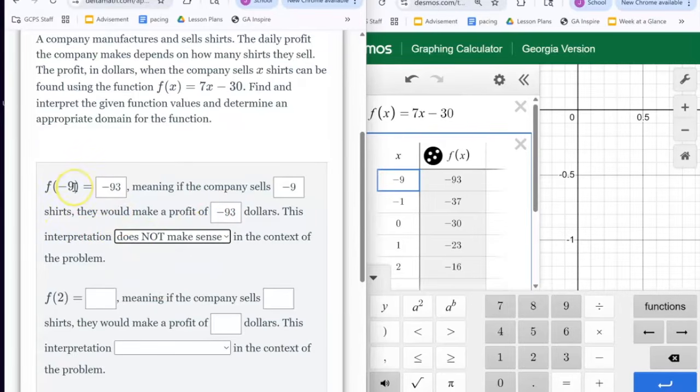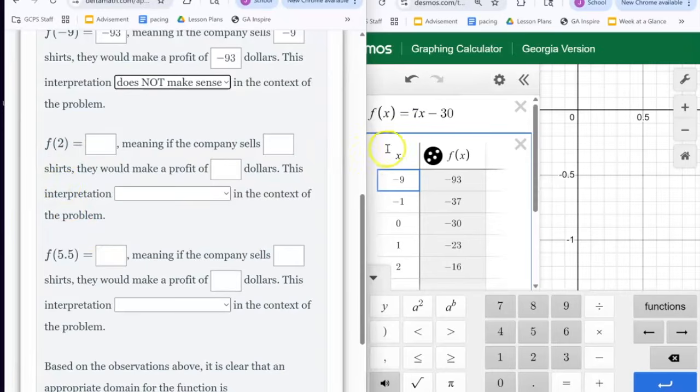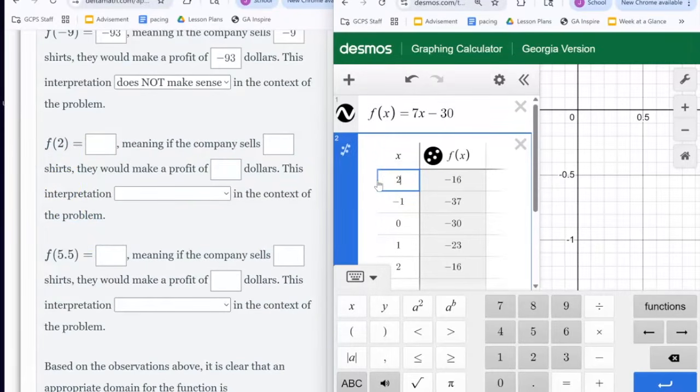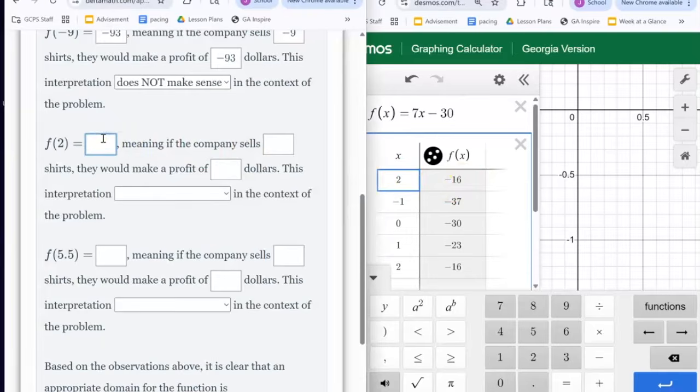Can I have negative 9 shirts? Absolutely not. All right, f of 2. So I'm just going to put in 2. Negative 16. So f of 2 is negative 16.